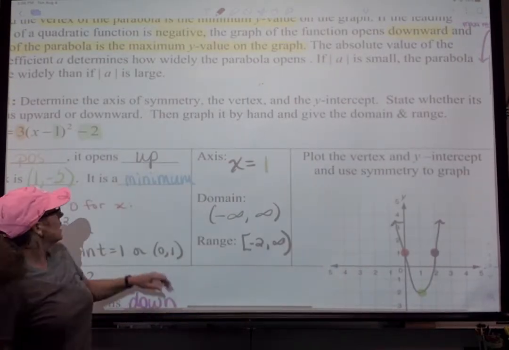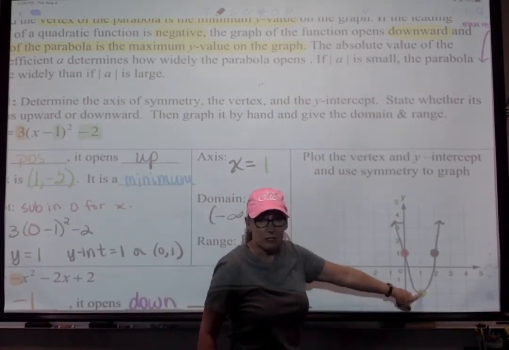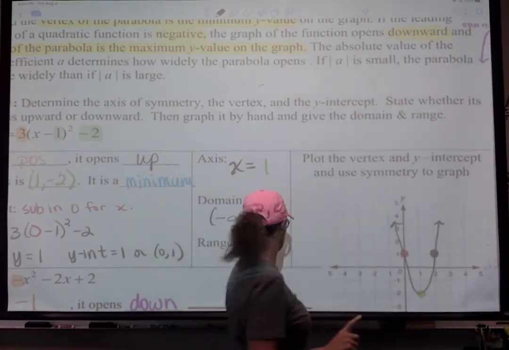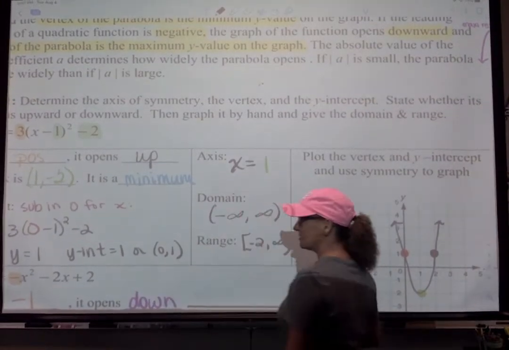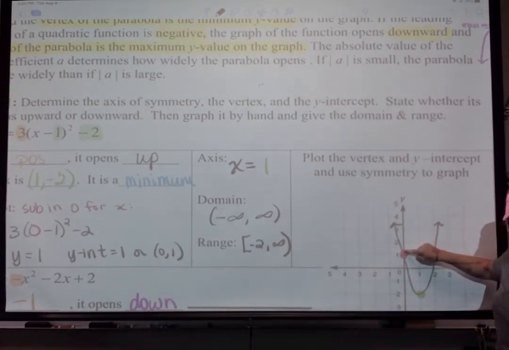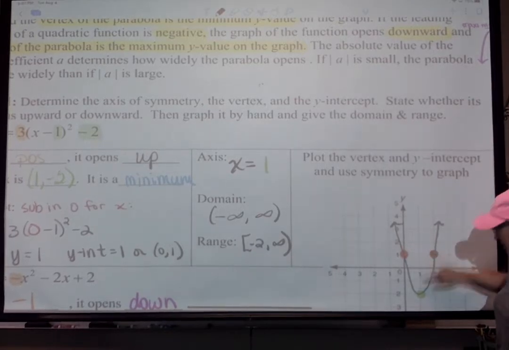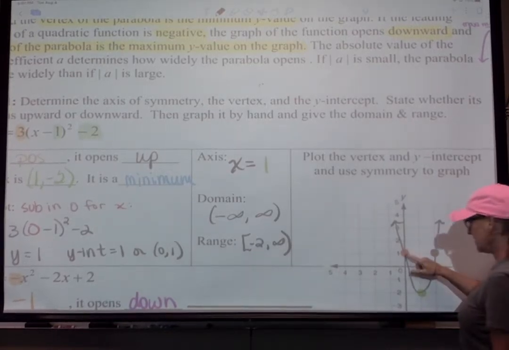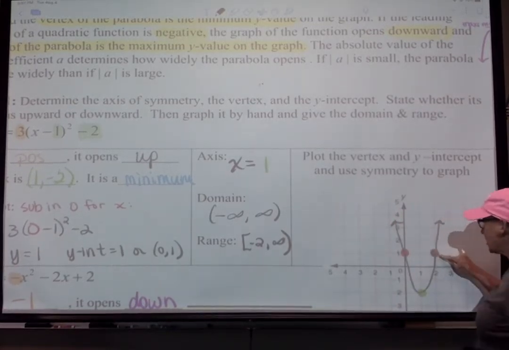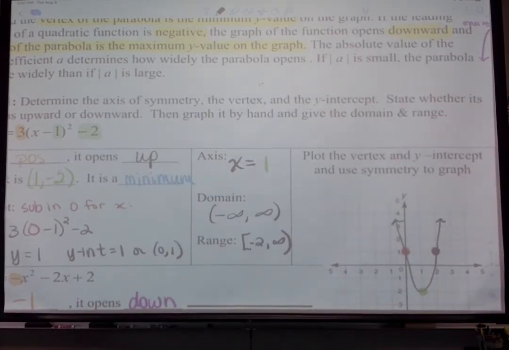Here we go. I took my vertex, (1, -2), and I plotted it in green right there. Then I took my y-intercept. My y-intercept crosses the y-axis at 1. So I put my y-intercept on the y-axis, and then I just made it symmetric. If this is my vertex and it passes through this point, I know it has to be symmetric like this. So I created my third point and drew my parabola.